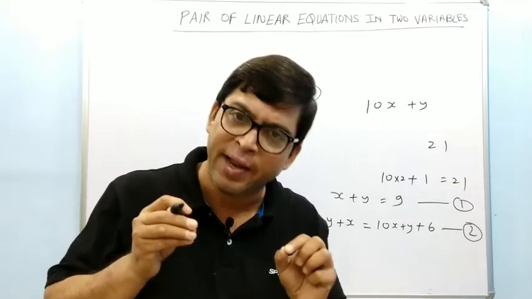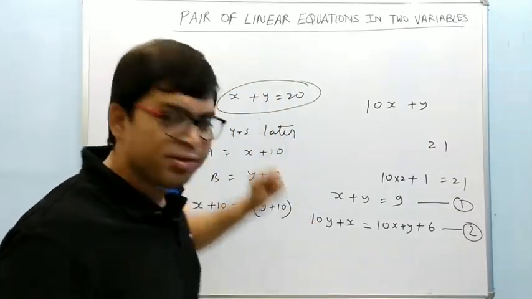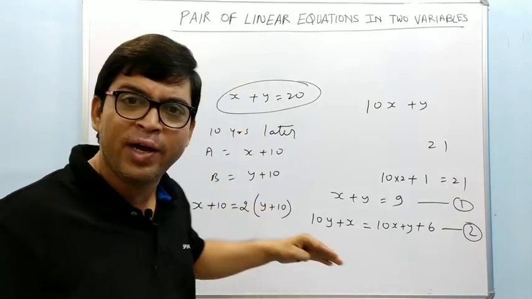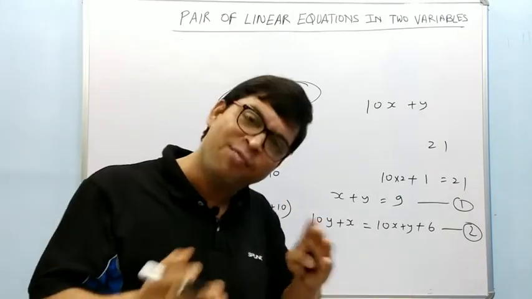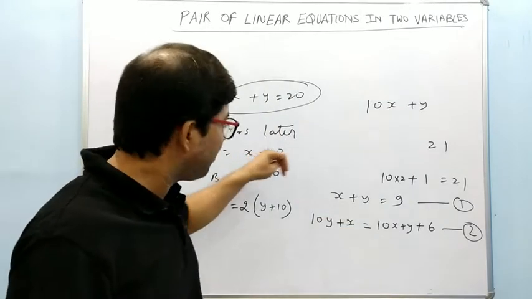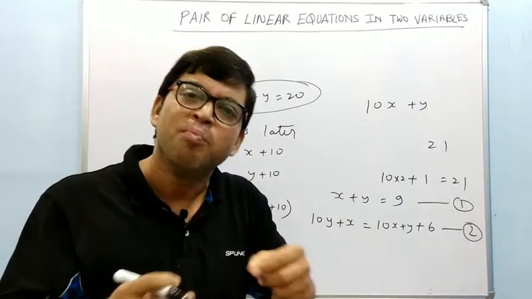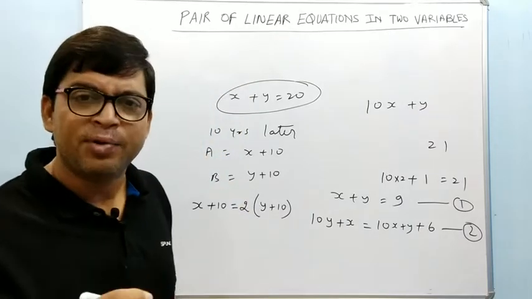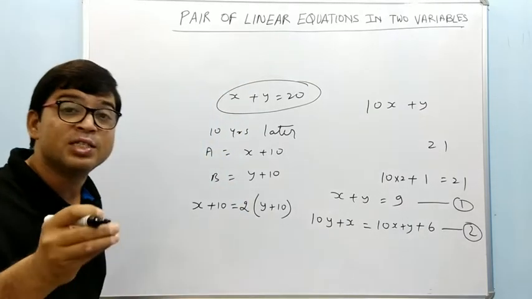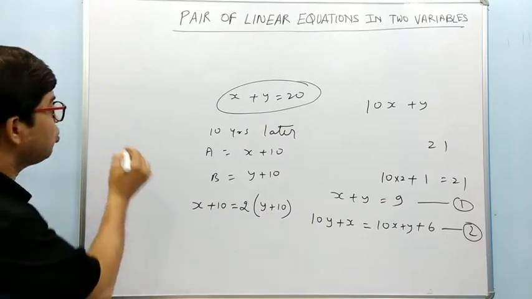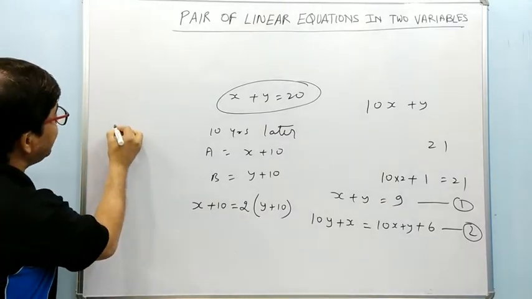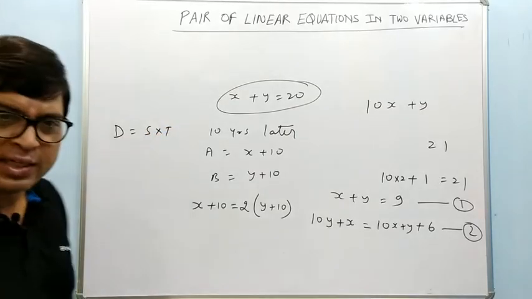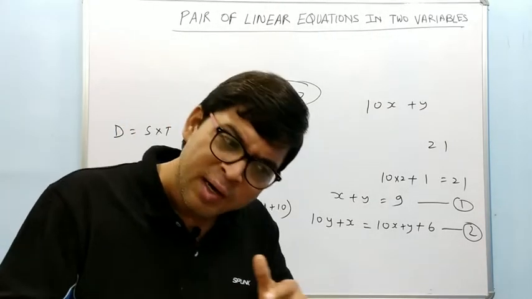In age related problems, I recommend you just write the simple thing. If they are saying 10 years later, you just go in this way. If they are saying 5 years ago, you just write x minus 5, y minus 5, both to be subtracted. Now sometimes problems of distance, speed and time are given. So the basic thing you remember is that distance is equal to speed into time. That is the basic thing you need to remember.